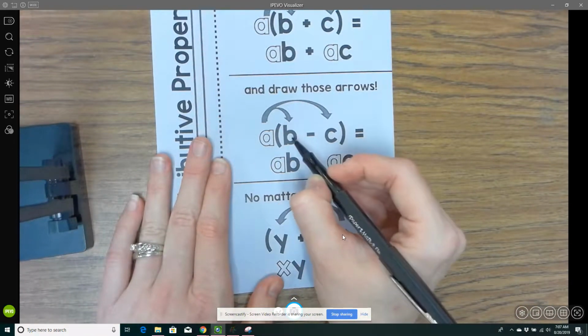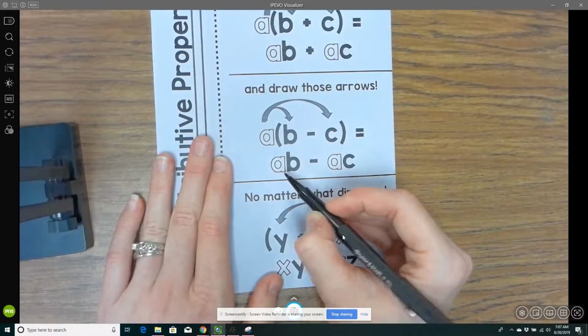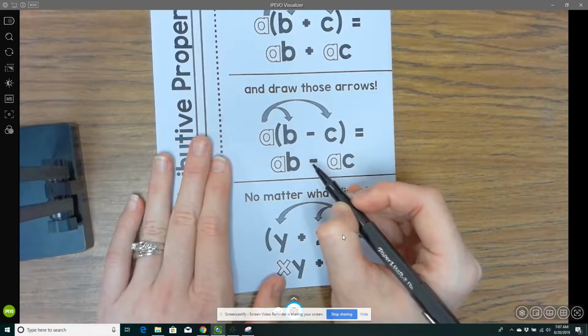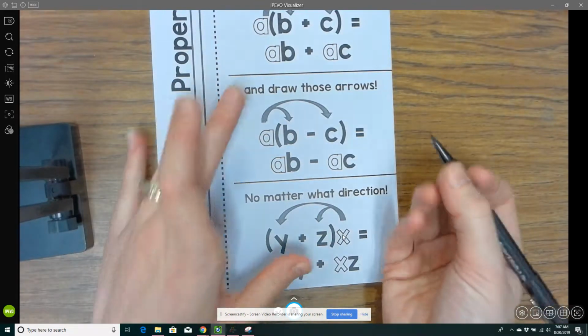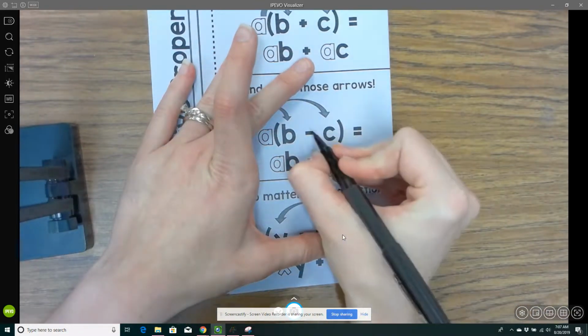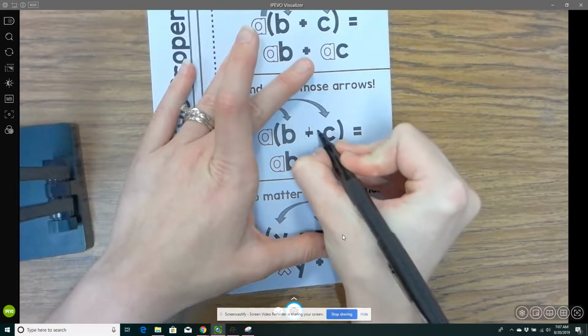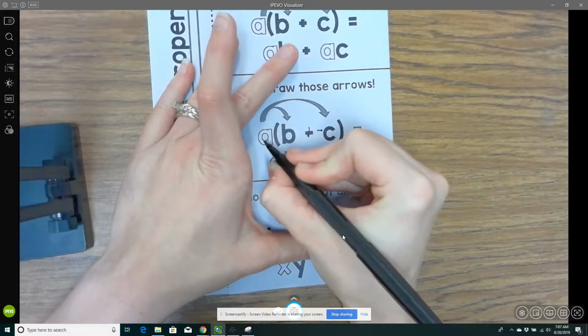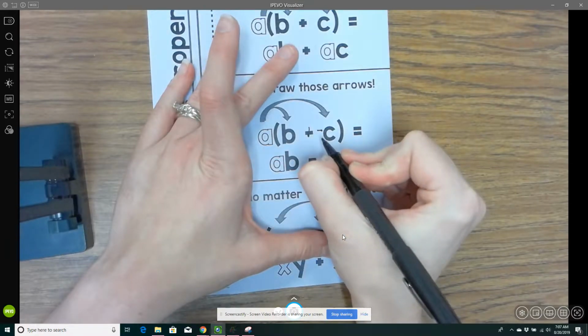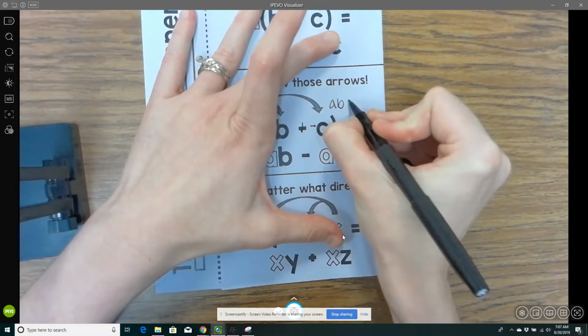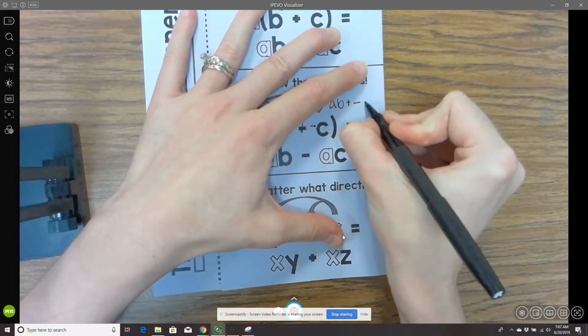So here we'd have A times B, which would give us AB, and then A times C, which would give us AC. So we can just bring the subtraction down. Or the other thing that you can do is anytime you see the subtraction, you can always add a line and then change the sign. And so here you'd be multiplying A times a negative C. So the other way that this could be written could be AB plus a negative AC.